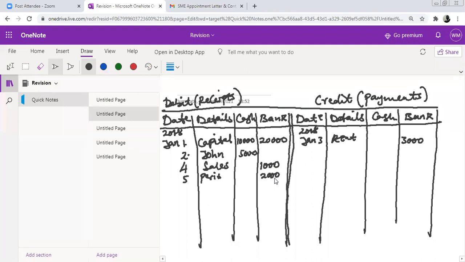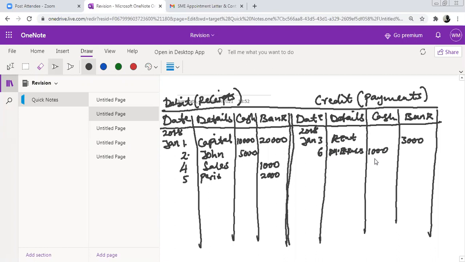And then on 6th, he paid motor vehicle expenses. So that is a payment. We just say motor expenses, and these motor expenses, they were 1,000 and they were paid by cash. So we put them in the cash column like that.